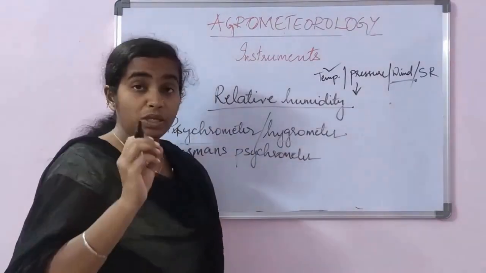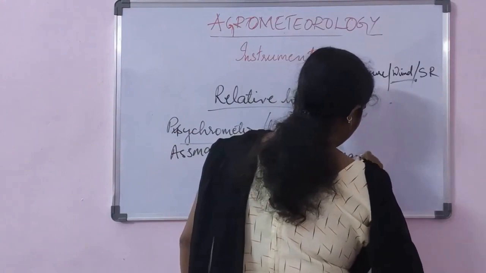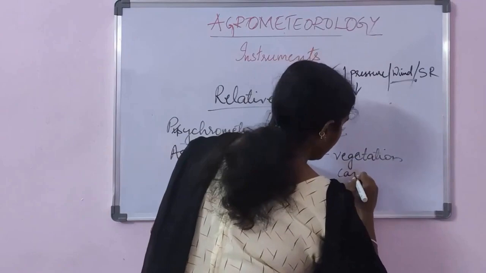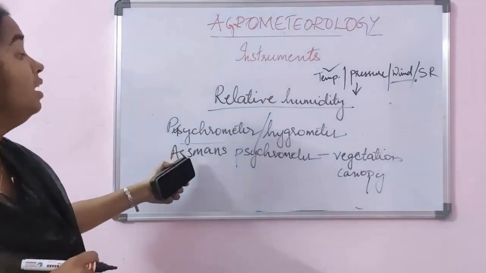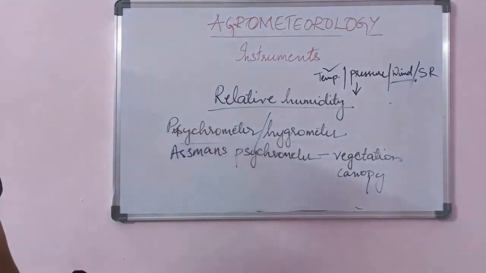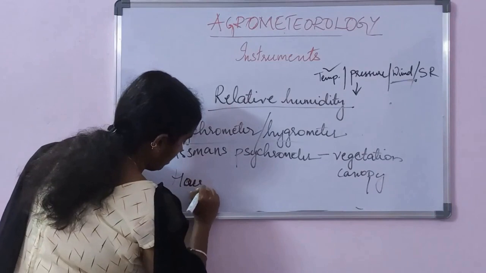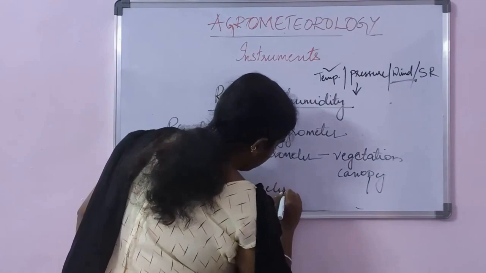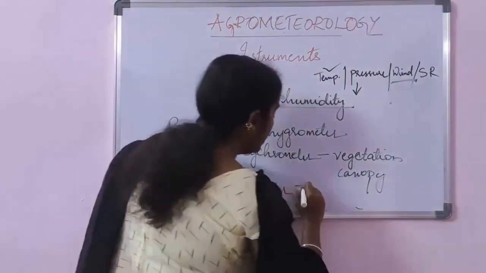This instrument measures the relative humidity under the vegetative canopy or vegetation canopy. This is for the general measurement, and this is one for the measurement of the relative humidity in vegetative canopy. And the next one is the hair hygrometer. This hair hygrometer is used for the measurement of the relative humidity in a room.